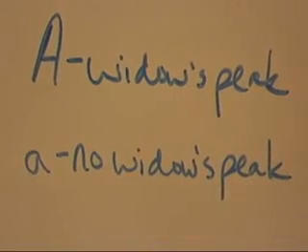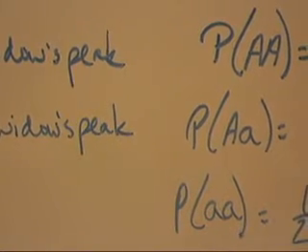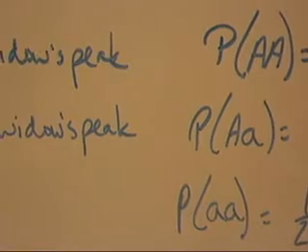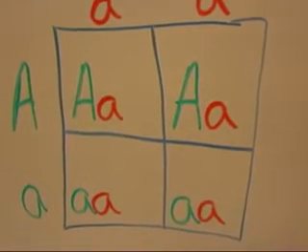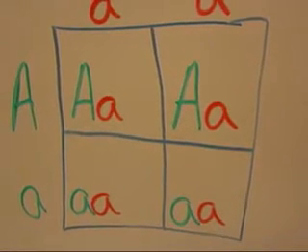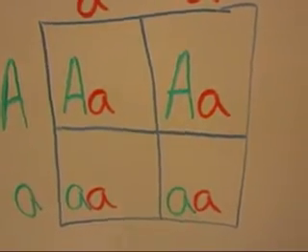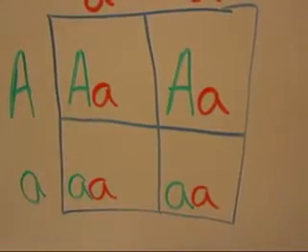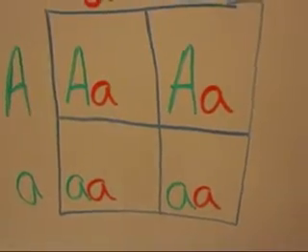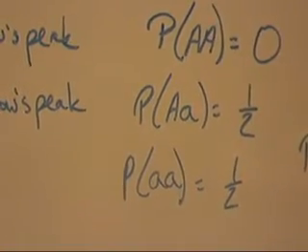How many genotypes are possible? That's right, there's 3. 2 capital A's, 2 lowercase a's, and 1 of each. How many double capital A's did we end up with? Oh, none. So what's the probability of getting that? 0. How many uppercase A, lowercase a combinations did we get? Oh, look, 2 out of 4. 2 out of 4 reduces to 1/2. And double lowercase. Again, 2 out of 4, which reduces to 1/2. So the probabilities for my genotypes are as follows.